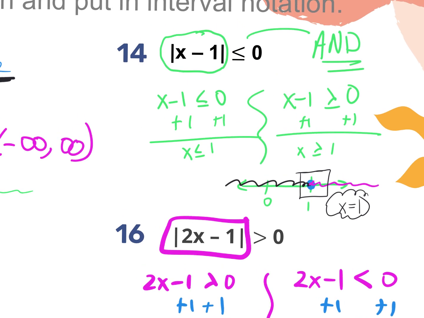Because think about it, absolute value is always positive. Always positive. And this is saying, when will the value over here, which is always going to be positive, be less than or equal to 0? Well, it'll never be less than 0. It can only be equal to. And the only time it'll be equal to is when x equals 1.